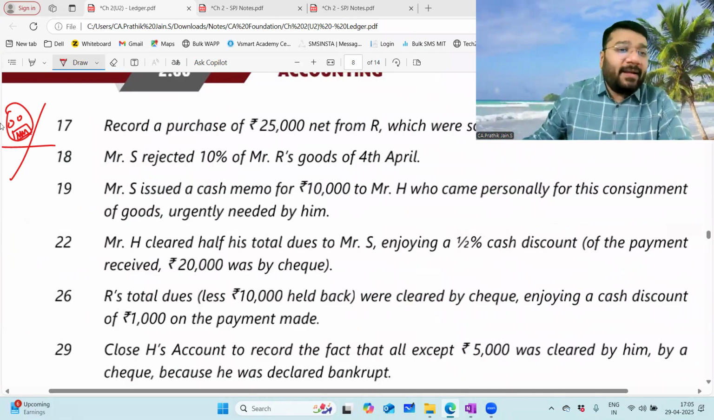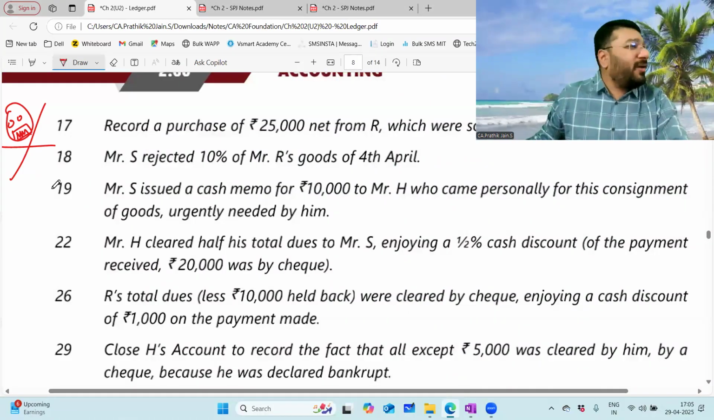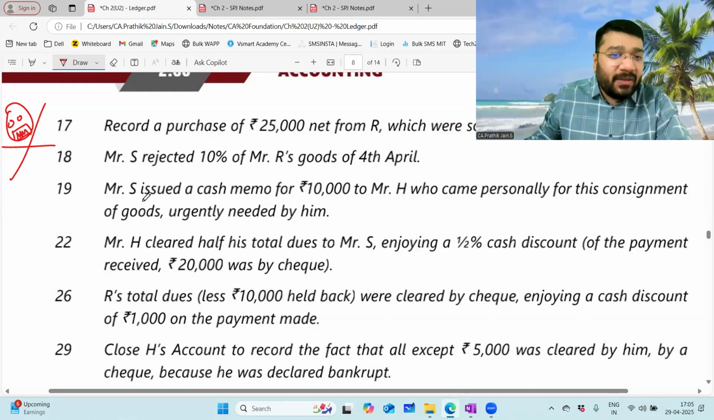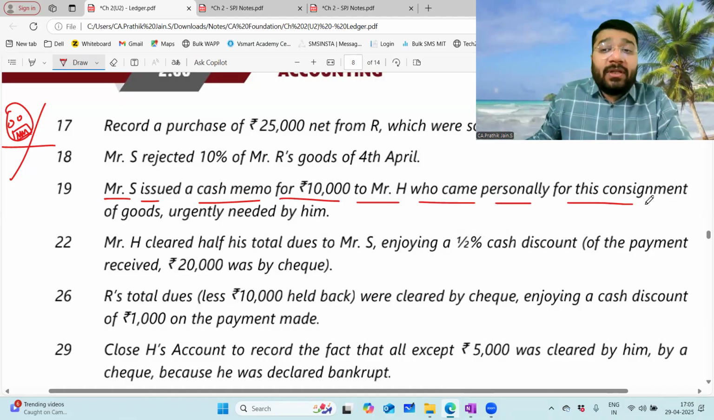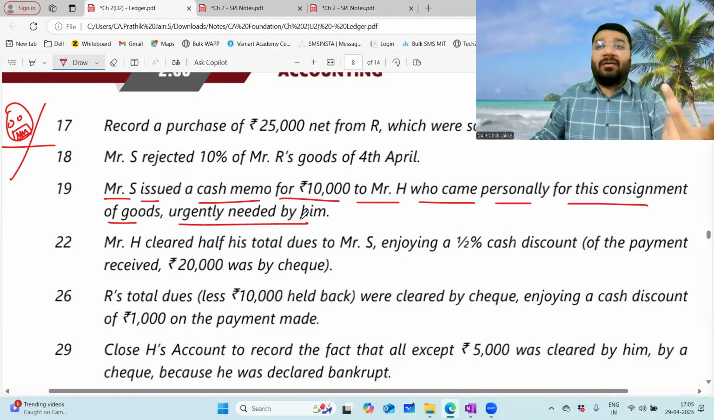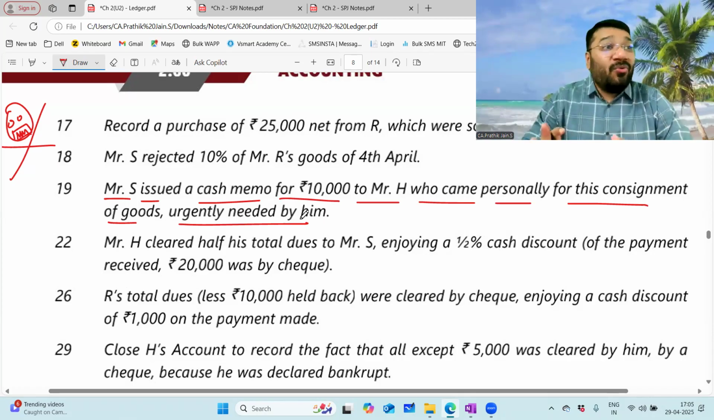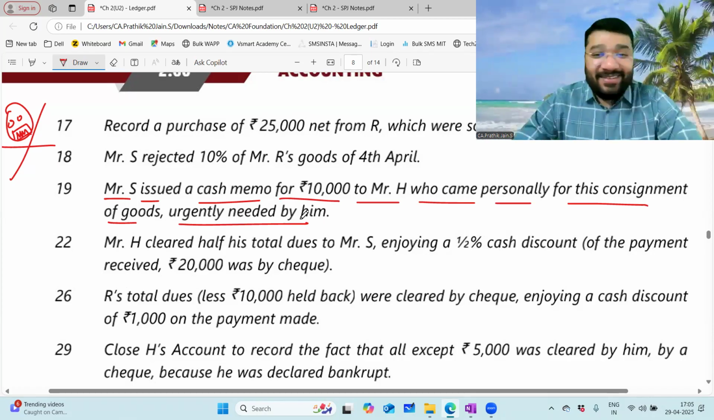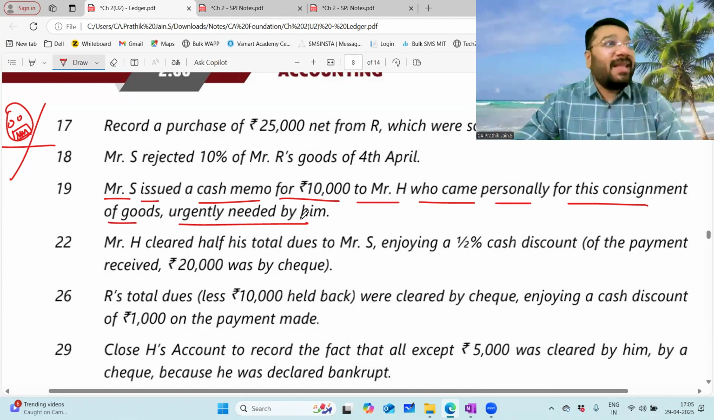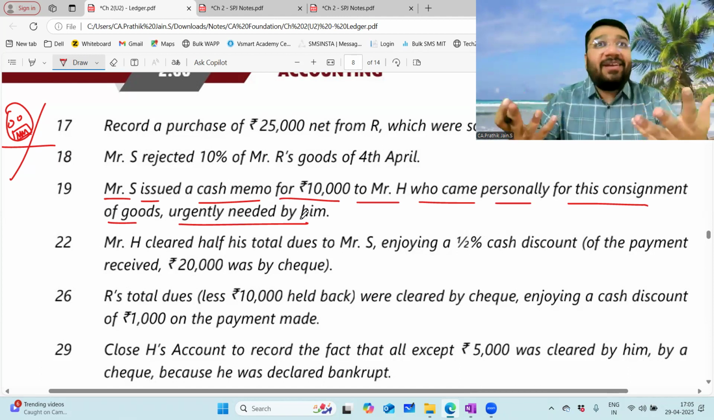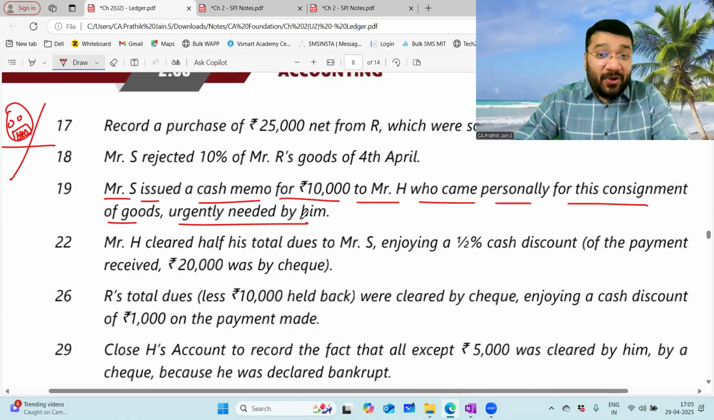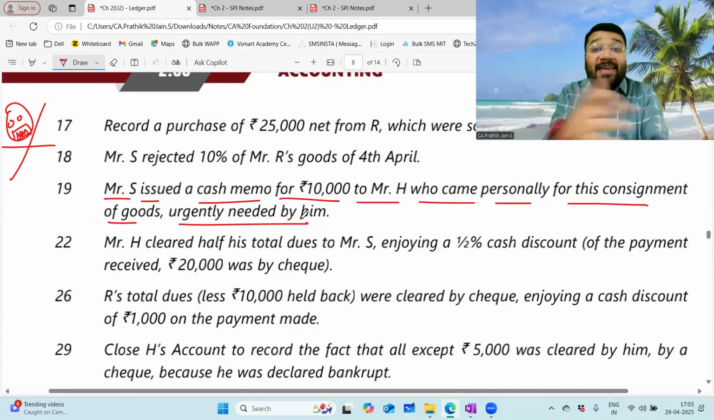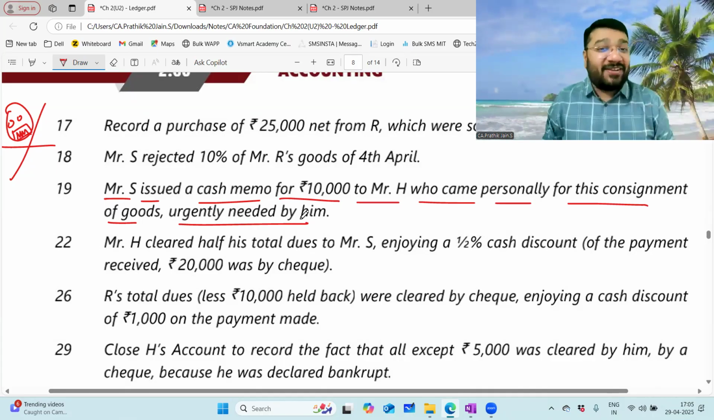Now, transaction 19, slightly dangerous, not very dangerous, slightly dangerous. The wording is like that. Mr. S issued a cash memo for rupees 10,000 to Mr. H, who came personally for this consignment of goods urgently needed by him. What a confusing line. Look at the language they have used. The way they have created hype, no. Mr. S issued a cash memo of rupees 10,000 to Mr. H, who came personally for this consignment of goods urgently needed by him.